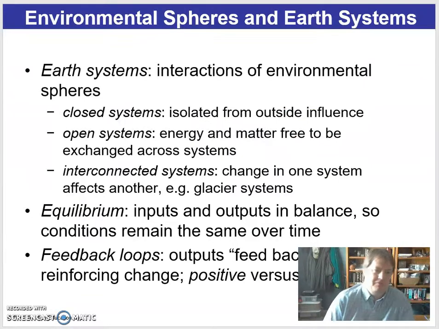Okay, so Earth systems. We talked about Earth systems, solar systems. So we have closed systems, isolated from outside influence, and open systems, where energy and so forth can be exchanged. So that's kind of more of our interface to the galaxy and our different spheres. Interconnected systems, where changing one affects the other, equilibrium, inputs and outputs, and balance. We see a lot of that in physics. We won't cover that so much in this class. And then feedback loops. Essentially, feedbacks reinforcing positive and negative change.